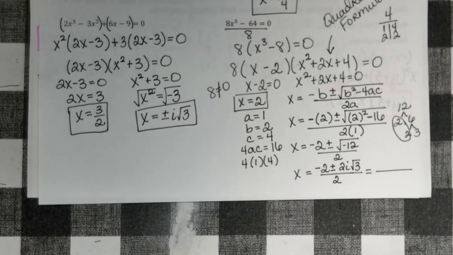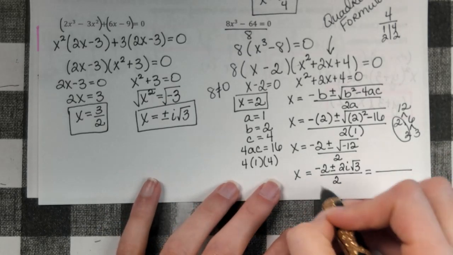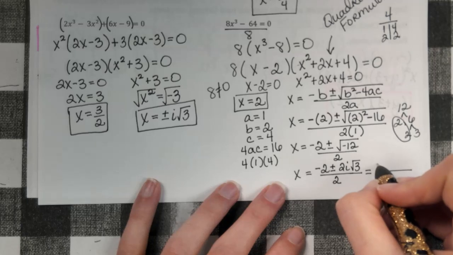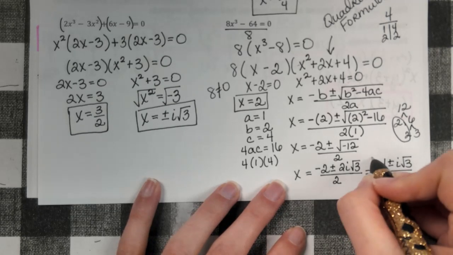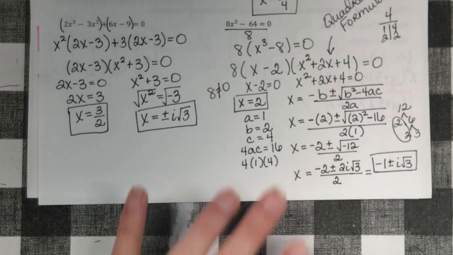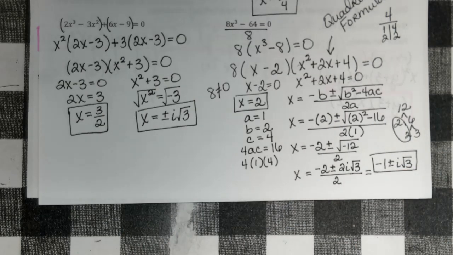Divided by 2. I don't need that fraction bar. I'm just going to make it a box. I don't need a fraction bar because it's going to be over 1. So this is just going to be negative 1 plus or minus 1i square root of 3. There's a lot to that. You have to know it. Okay? Do you have questions on it?